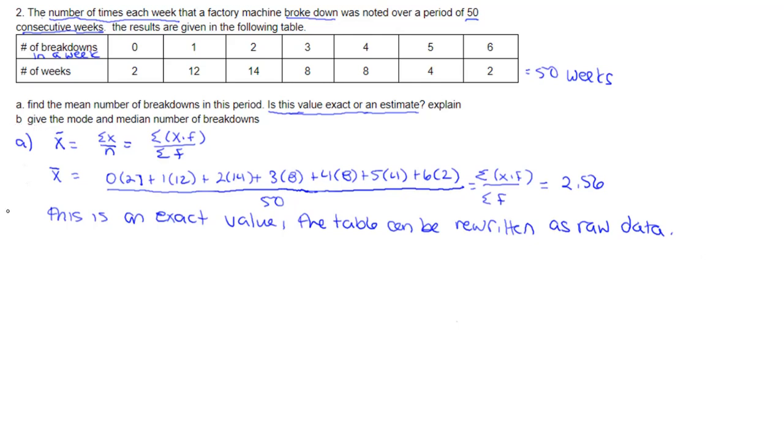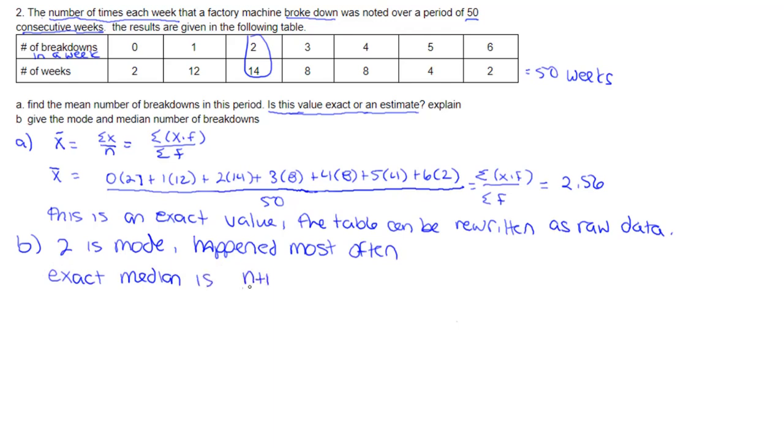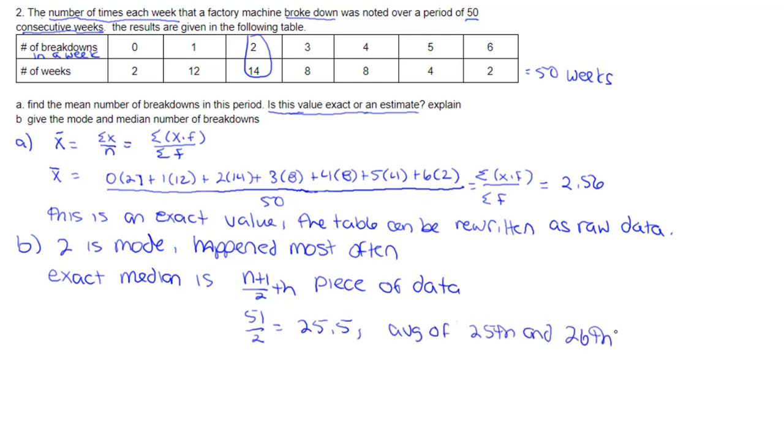For part B, it says give the mode. Okay, well that's easy enough. The mode is going to be 2 because it happens the most often. And then the median number of breakdowns. The exact median, well, because we can reproduce this raw data, 51 divided by 2, we're looking for the 25.5th piece of data. It's between the 25th and 26th piece. So that means it's going to be in this class here. Well, we know that it's got to be a 2, so the median is going to be 2.